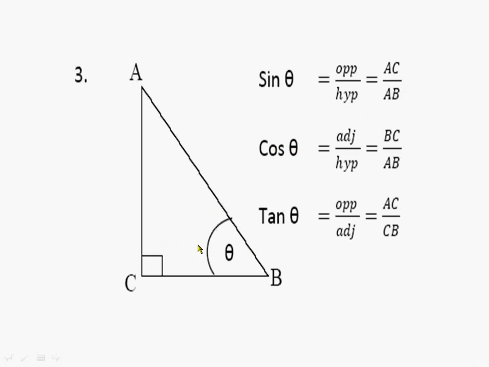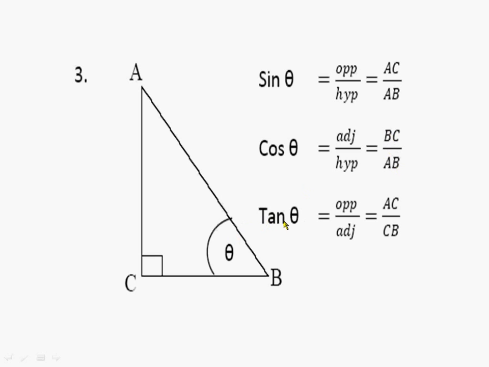Cosine theta will be adjacent, which is this side here, CB, adjacent, CB or BC, same thing, over hypotenuse. What is the hypotenuse? Hypotenuse is always opposite to the right angle, which will be AB. So cosine theta will be adjacent over hypotenuse, which is equal to BC over AB.